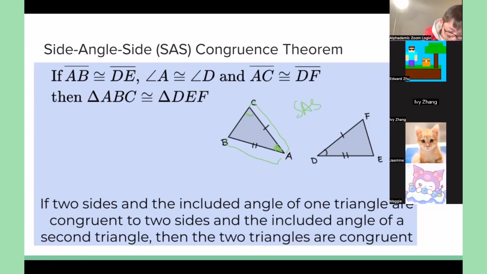And then for this one as well over here, the two sides are congruent. And then this angle right here, the included angle. So the official geometry definition of it is if two sides and the included angle of one triangle are congruent to two sides and the included angle of a second triangle, then the two triangles are congruent.